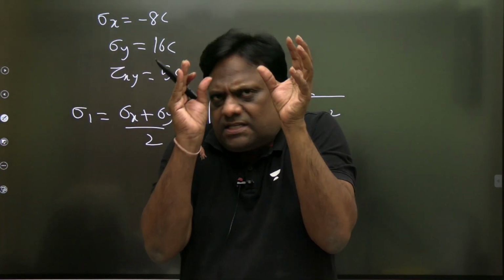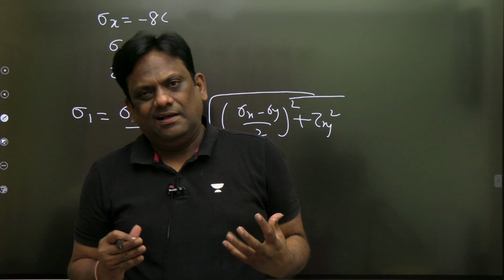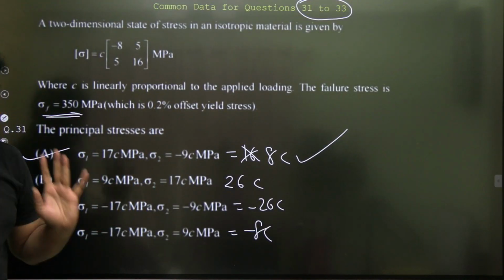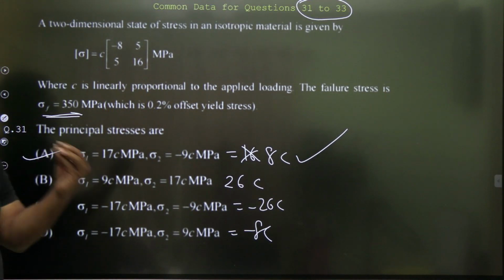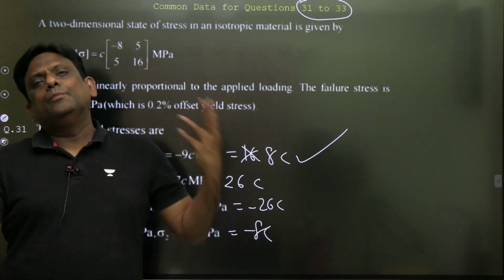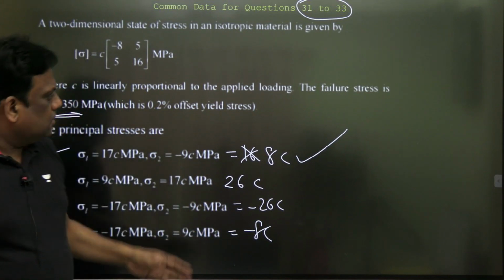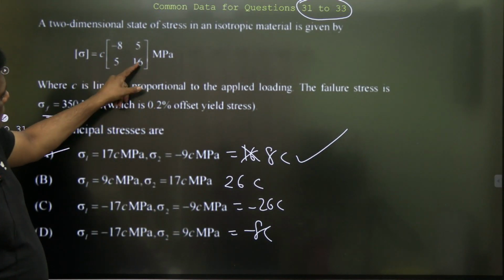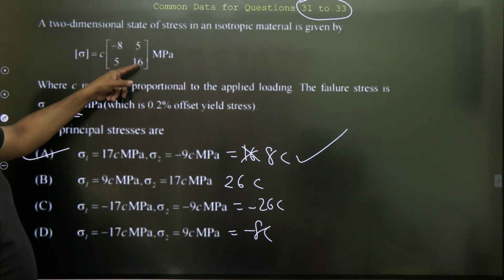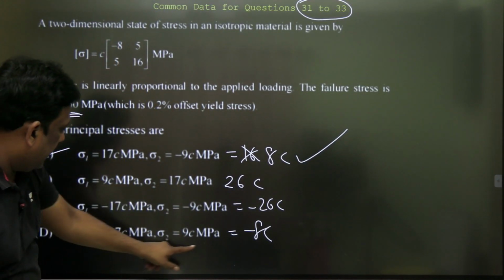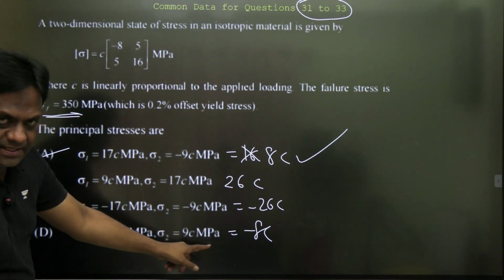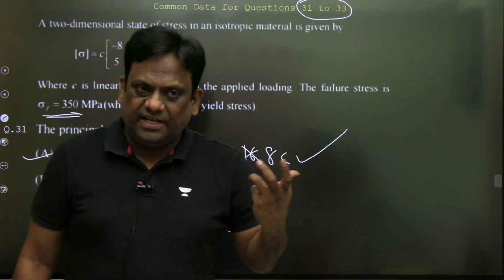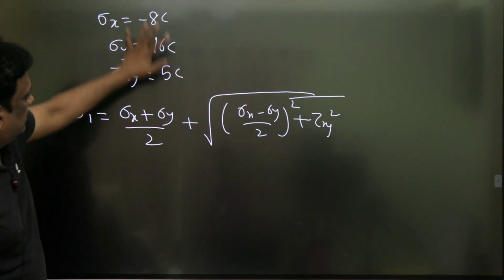But anyway, just observing the options, the only suitable option is, he is just checking whether you know this concept or not. The sum of the normal stress on any two mutually perpendicular planes is constant. So when you add these two, I should get 8c. If you add 16c minus 8c, you get 8c. So this is not giving 8c, this is giving minus 8c. Had two options been the same 8c, then I would have gone for this.